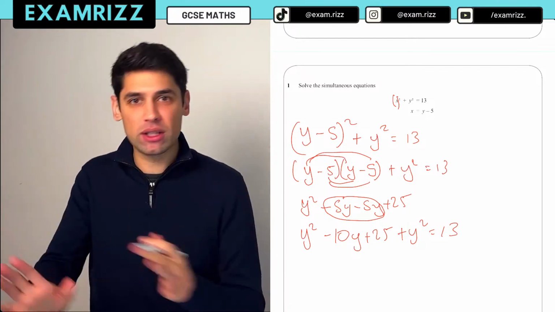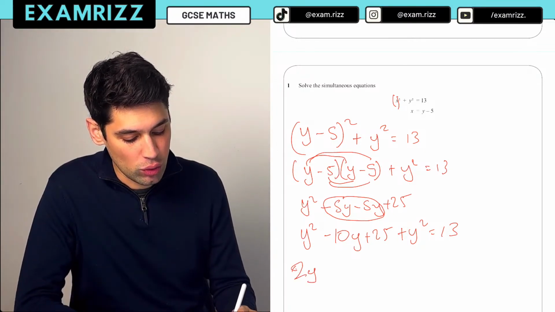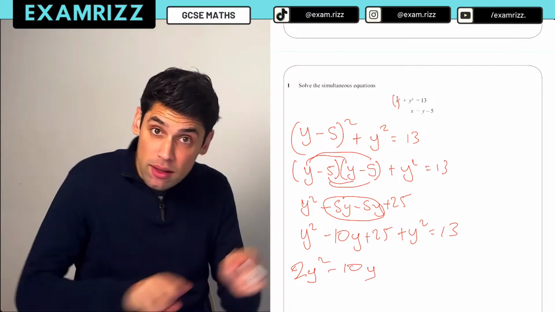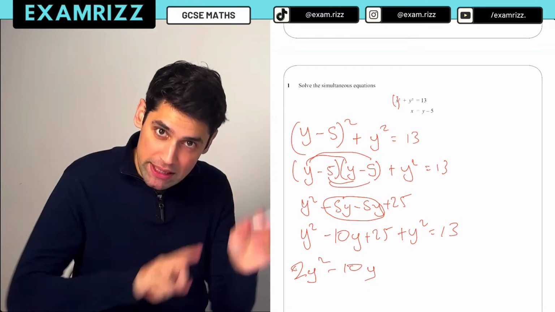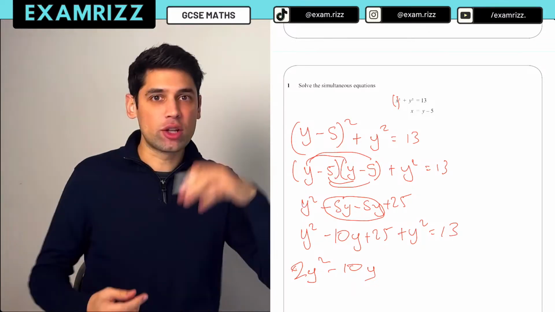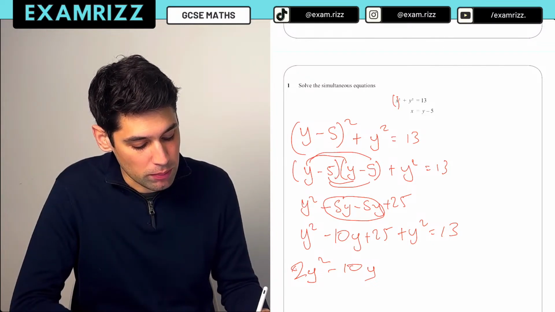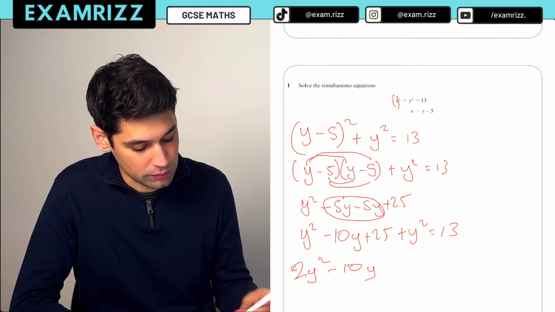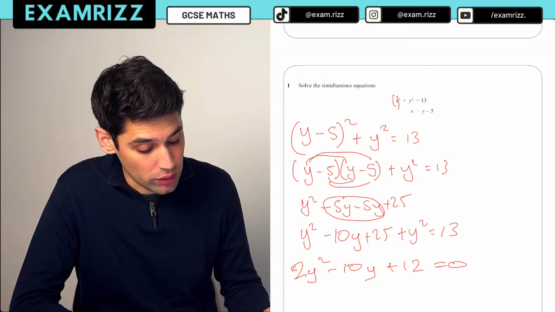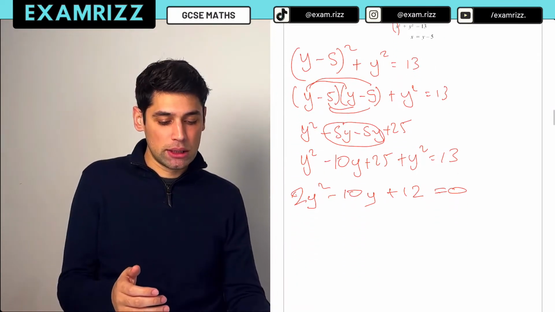Collect like terms, move everything onto the same side. So we've got y squared, another positive y squared, so that's going to create 2y squared. The 10y comes after. And we're going to minus the 13 onto the left-hand side, minus it to the 25, because we're collecting like terms. Squareds go with squareds, the y's go with y's, and the numbers go with numbers. So 25 take away 13 is going to leave us with positive 12. And now that's going to equal 0. So we're in a position where we can start to solve this quadratic now.